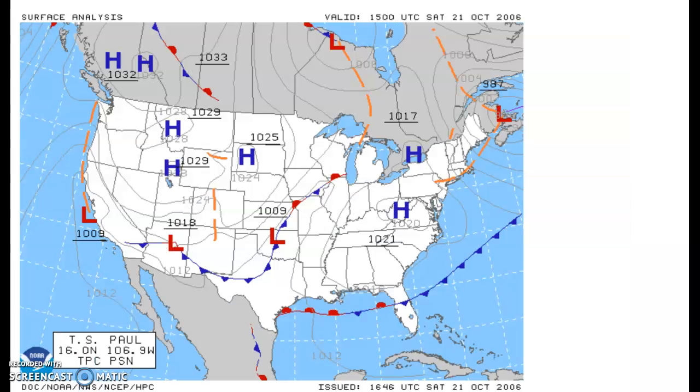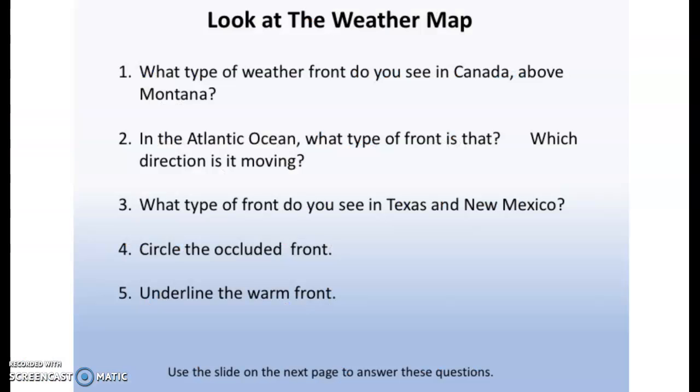And it says, which direction is it moving? Well, it's being pushed towards the east. So it's being pushed away, and we can tell that by the way the arrows are pointing. So it's being pushed away from the east coast right there.